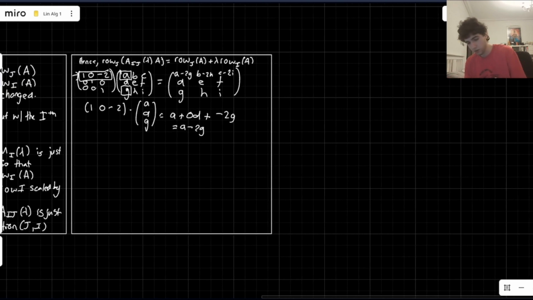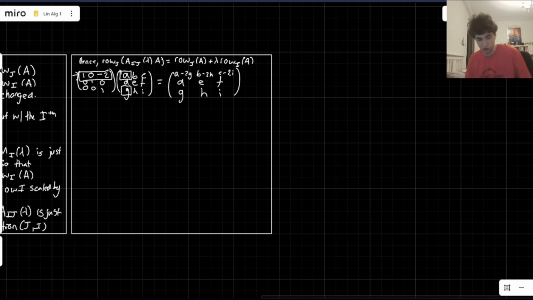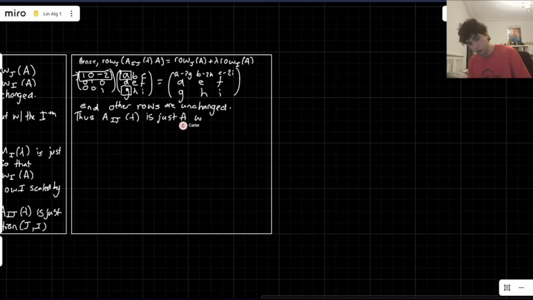So there we go, right? And all of the other rows are obviously unchanged, because it's just a normal identity matrix. Thus, capital A subscript capital I capital J of lambda is just the matrix capital A with the ith row replaced by effectively that linear combination.